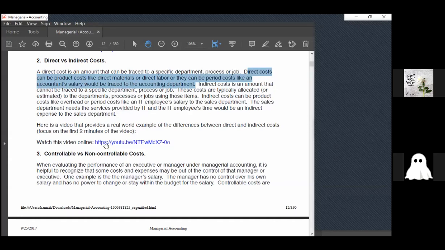So let's look at the example here again. They will elaborate on what the difference between direct is.